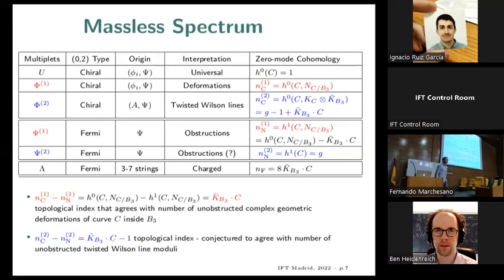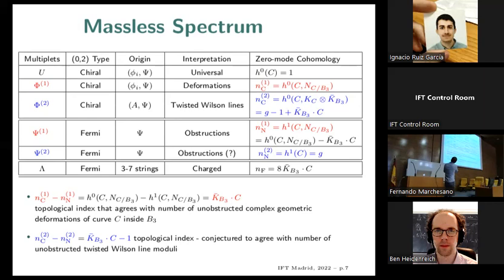And then in addition, one has certain Fermi multiplets that come from 3-7 strings at the intersection of the D3 brane with the 7. And their number is given by this. What I'd like to point out, and this is important, is that the difference of the numbers of chiral multiplets minus the numbers of Fermi multiplets of type 1, these red guys, is just given by this topological number. And this is the number of unobstructed geometric moduli of the curve inside the space D3.